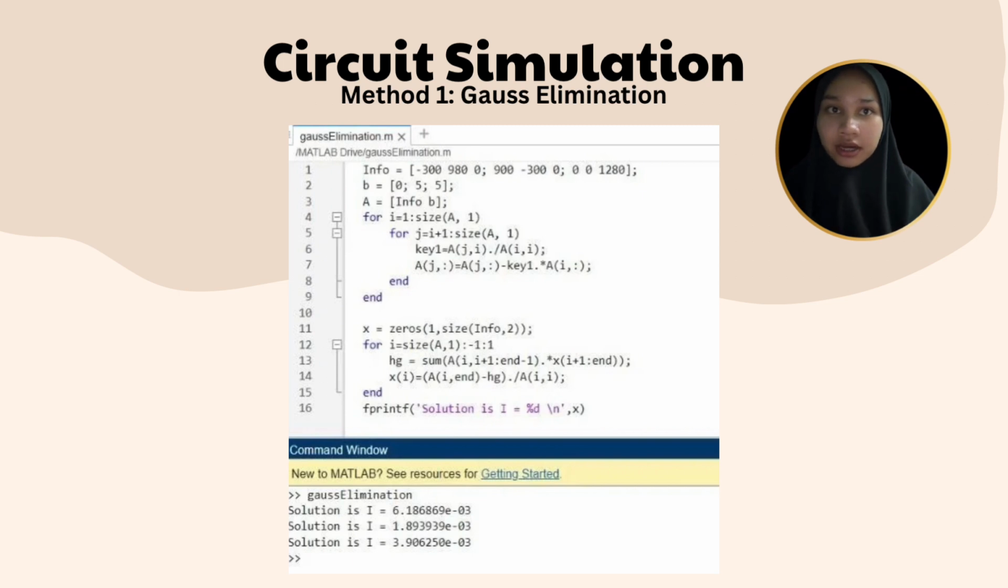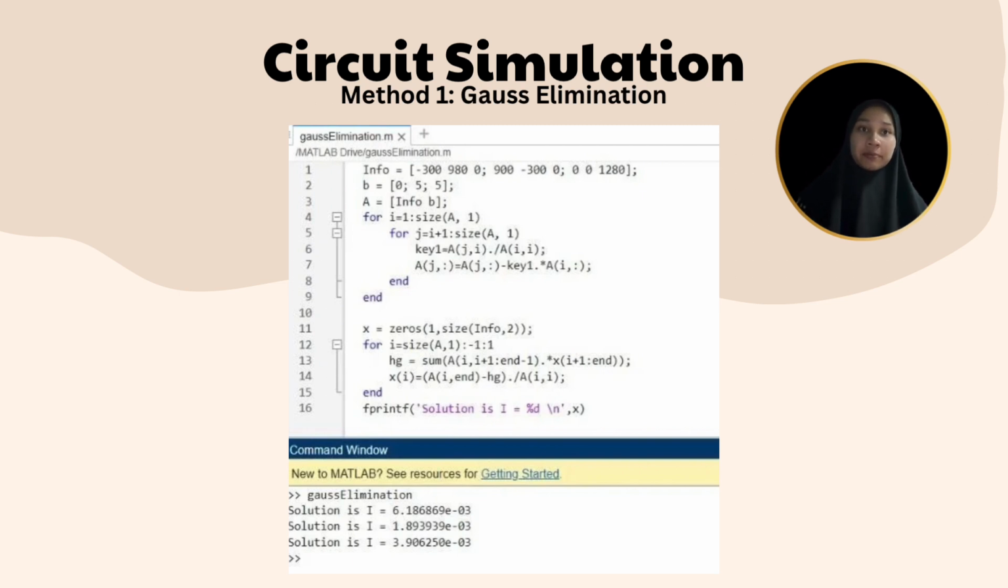And now we look at line 7. It updates the JTH row by subtracting Q1 times the ITH row from it. This step effectively eliminates the ITH column entry in row J by making it 0. After completing this loop, the matrix A should be in upper triangular form, with the coefficients modified to reflect the elimination process.